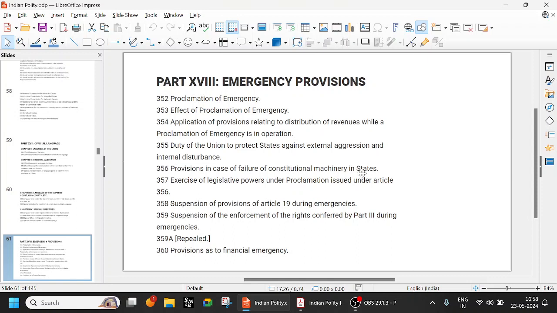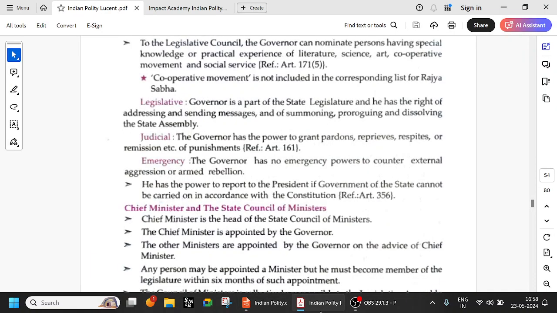Suppose elections are being rigged or proper procedure is not followed in the assembly. Okay, the bill is being passed, or anything is not happening according to the constitution, then the governor can declare it as unconstitutional, and he can report to the president saying that the government of the state cannot be carried on in accordance with the constitution. Then the president's rule will be imposed. Okay, president's rule will be imposed, and then the governor will become all powerful. The governor will rule the state in the name of the president.